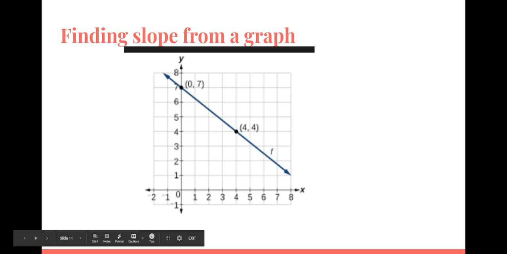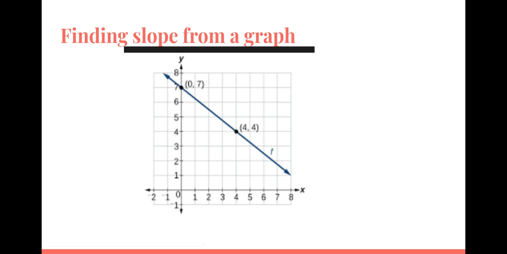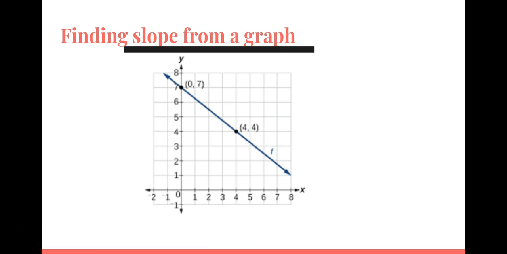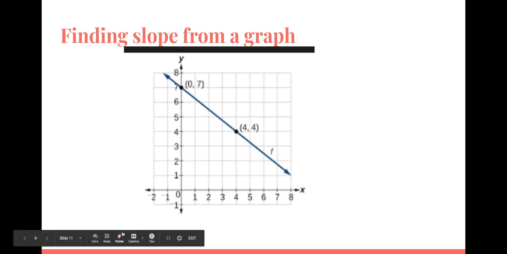Okay, so for video 2, we are looking at the slope of a graph. And with this, the first thing I'll look at is what type of slope it is, so I'll know whether it's going to be a positive or negative value. And we read a graph the way we read a book, from left to right.